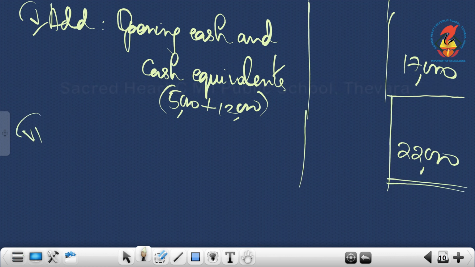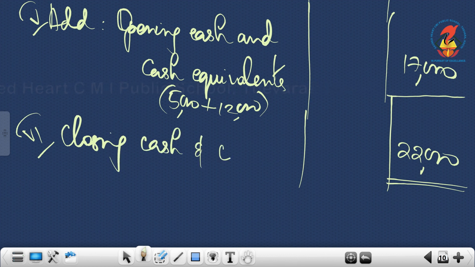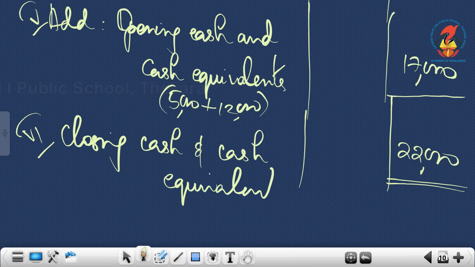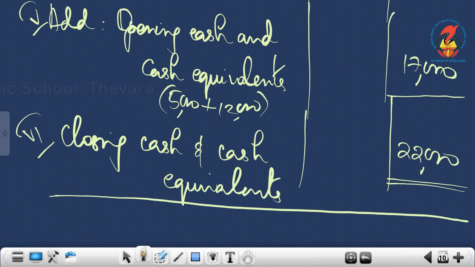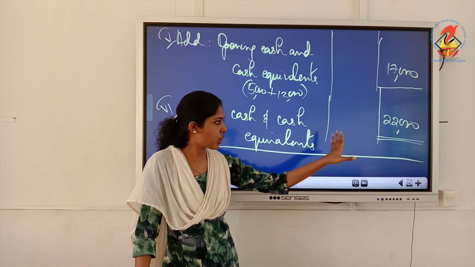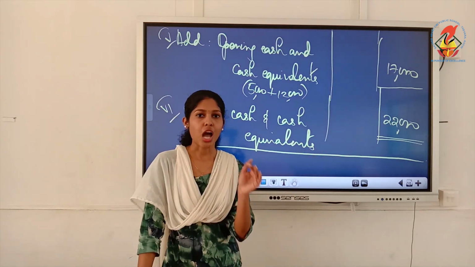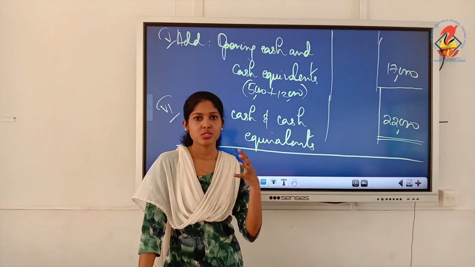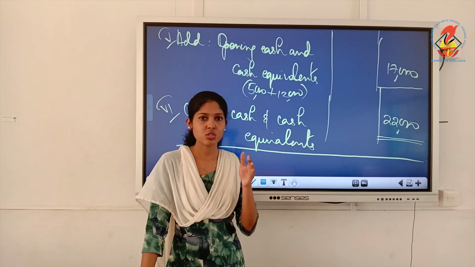Just check whether it is correct. You can check the answer yourself. See the balance sheet closing value. So this is over. Balance sheet closing value is 8,000 plus 14, that is again 22,000. Answer is correct. This is how you have to check. So with this, cash flow statement is over.